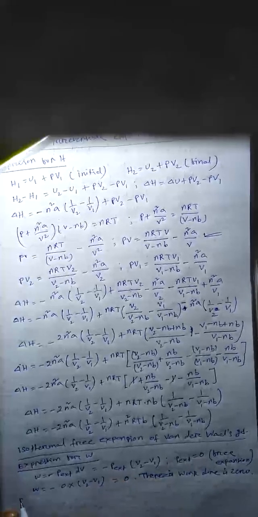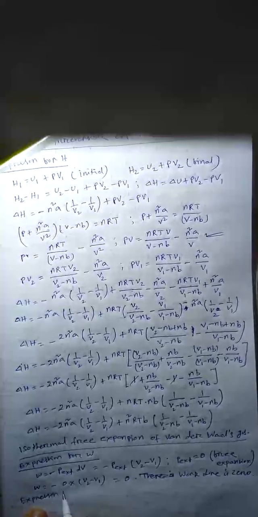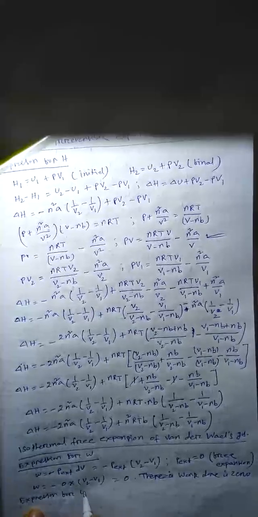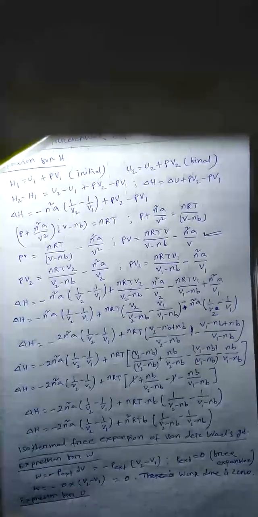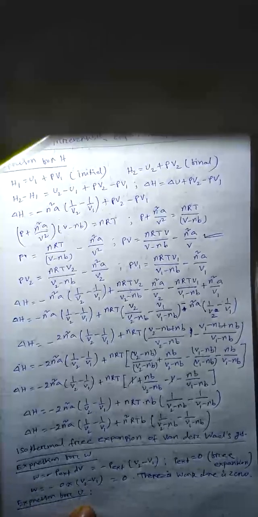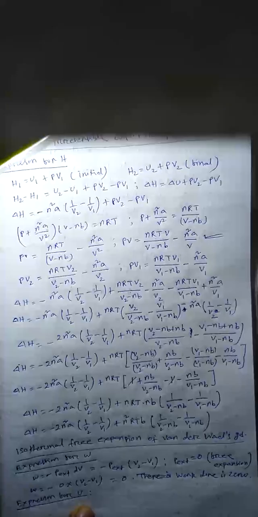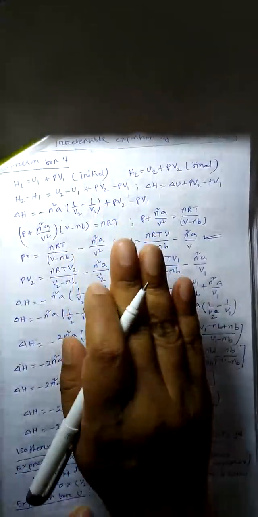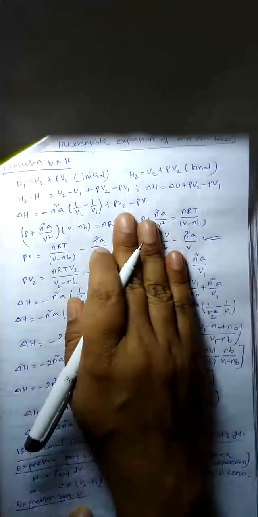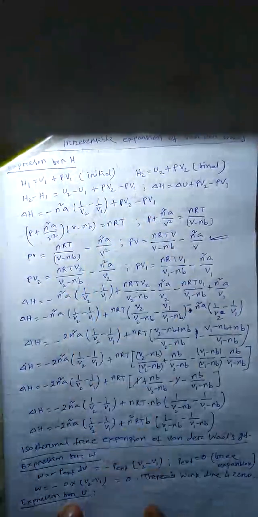Then the expression for U, the change in internal energy. In the same way we derive it and we get the same result. That is why in the note it was not derived. Because the same result you will get, just like in reversible and irreversible processes, whatever the result and whatever the procedure, the same procedure is adopted here.